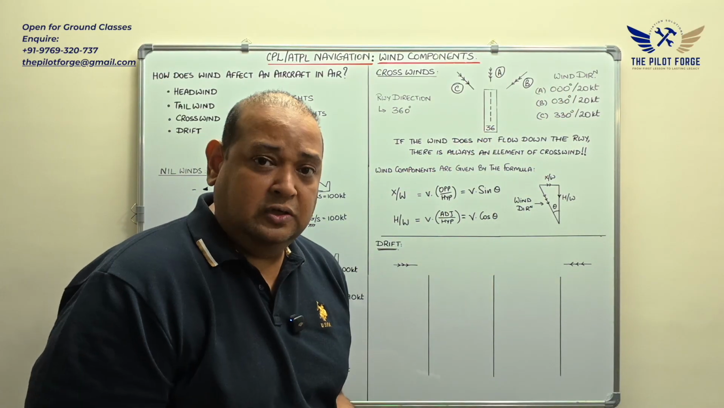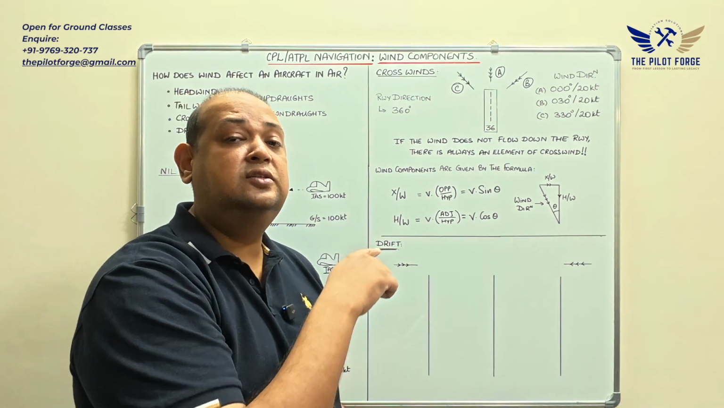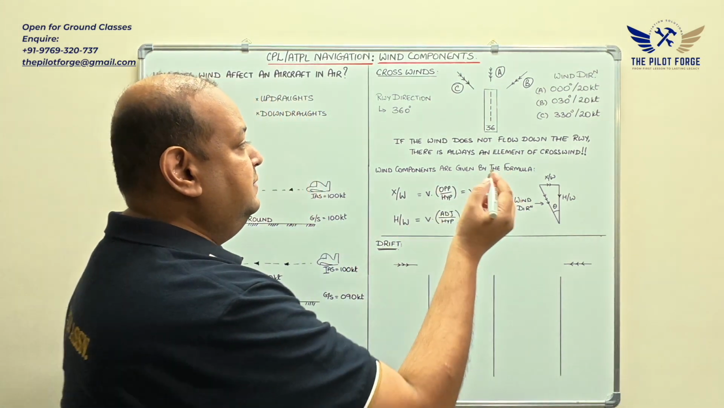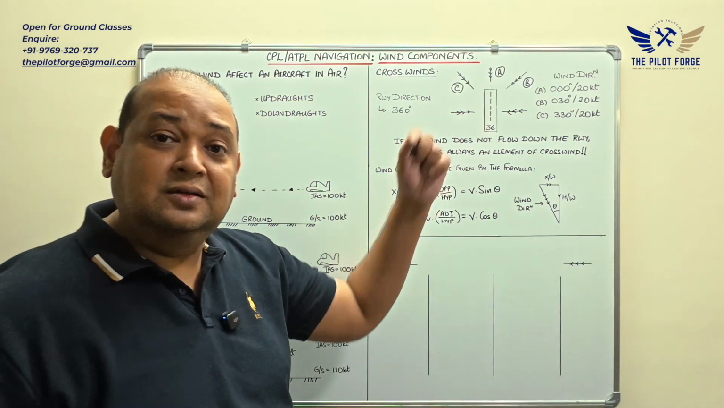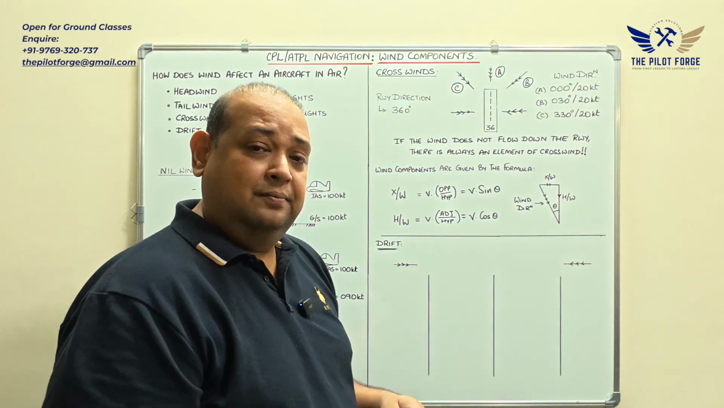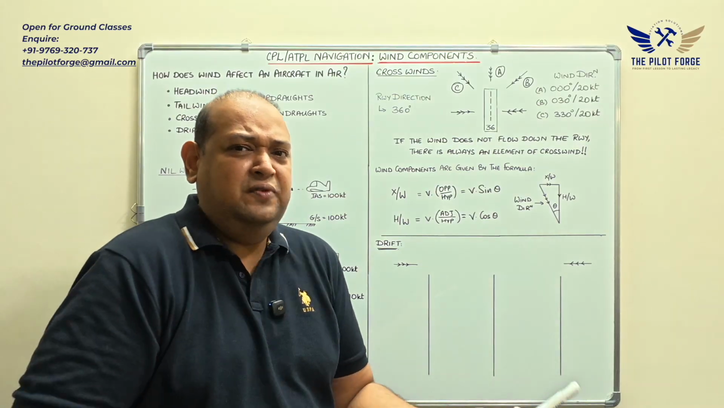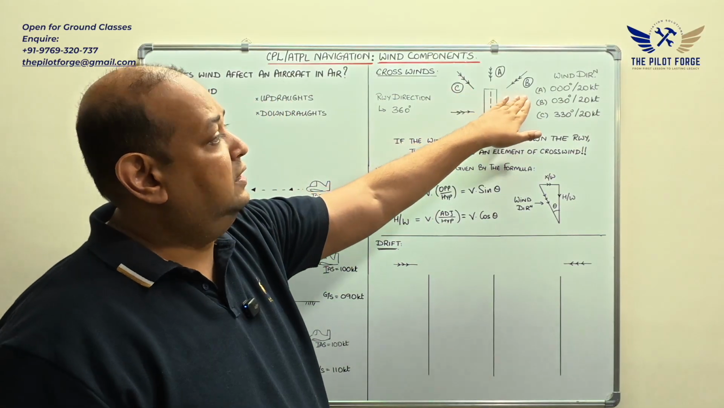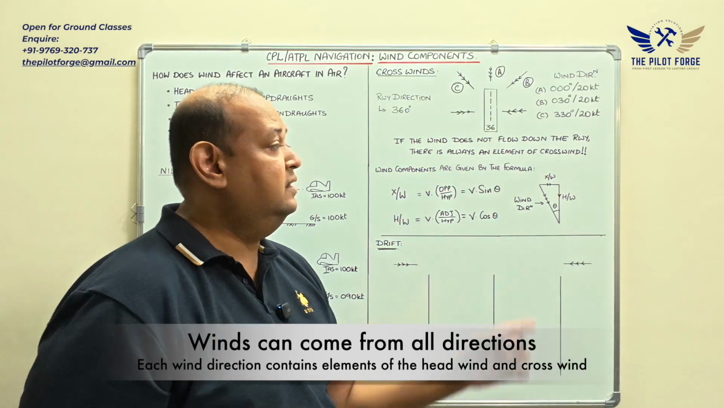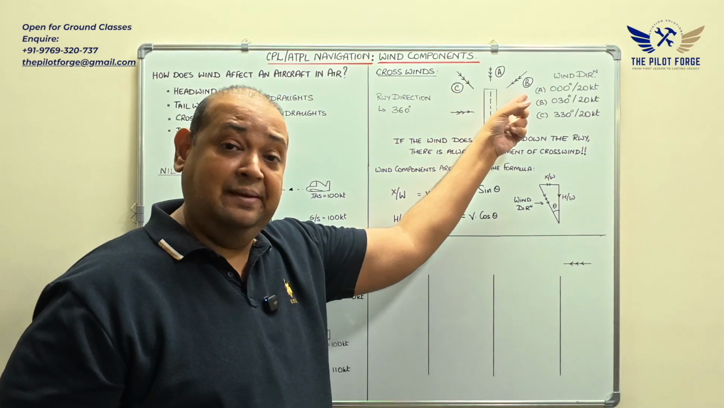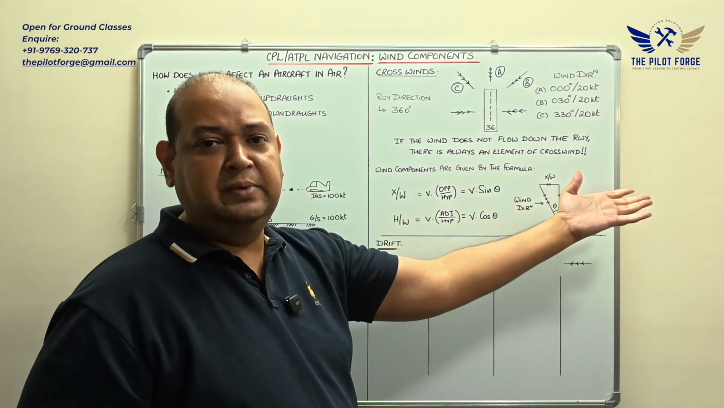Now, what is a crosswind? A crosswind is effectively a wind which is at 90 degrees to the direction of the runway, which means either this or this is a crosswind. But are these the only two types of winds we can get, a headwind or a crosswind? Obviously not. We can get winds which are here too, C or B. With winds pertaining to C or B, there is always an element of a headwind and a crosswind in them. How? Anytime the wind does not flow down the runway, there is always an element of crosswind.